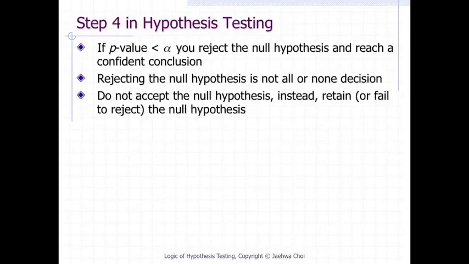Finally, compare the probability value with the alpha level. If the probability value is lower than alpha, you reject the null hypothesis. Keep in mind that rejecting the null hypothesis is not an all or none decision. The lower the probability value, the more confidence you can have that the null hypothesis is false.